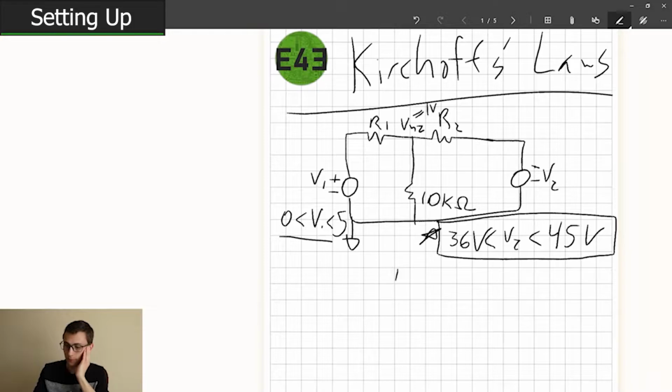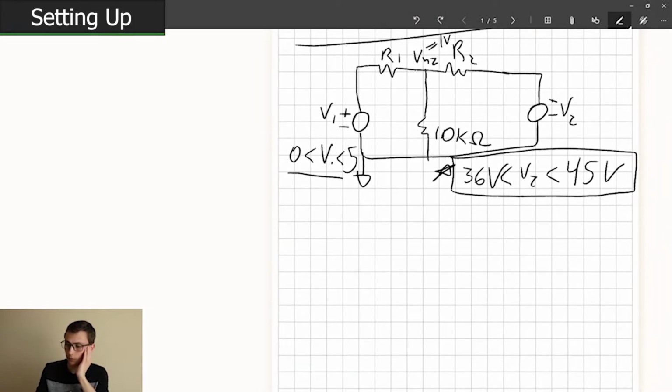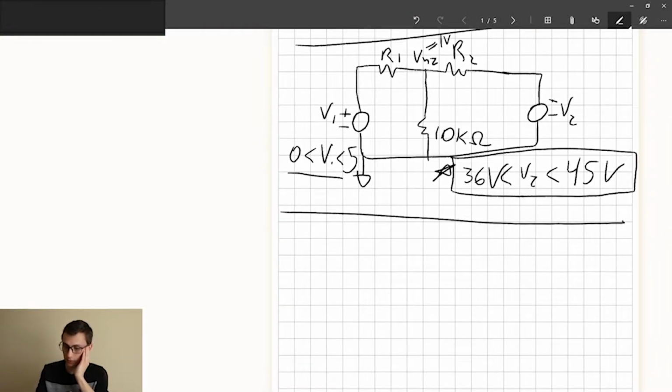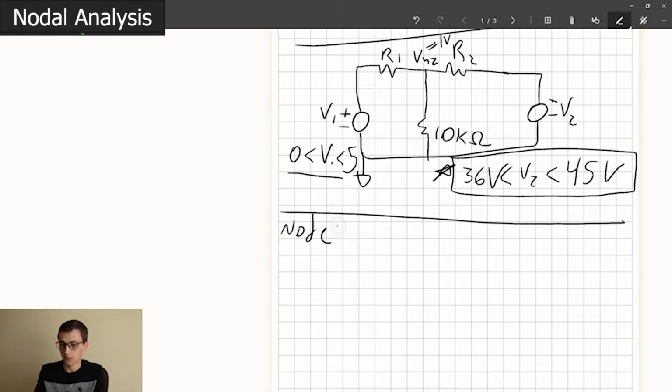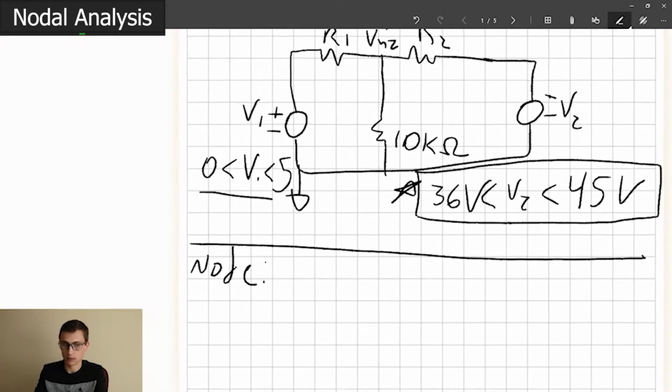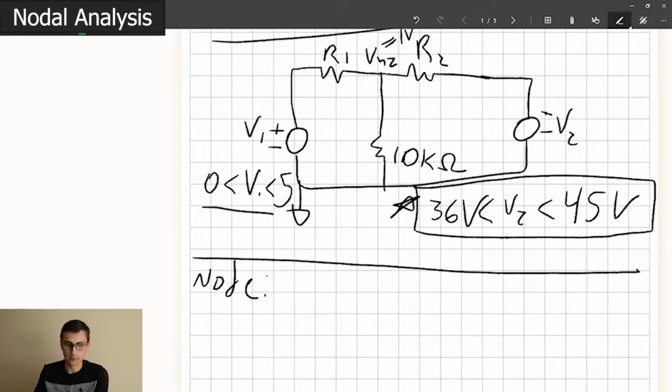Here's what I'm going to do. I'm going to first look at this as a nodal analysis. In order to do that, we need to draw some arrows, so we are going to decide the polarity of our investigation. It's going to be that way.